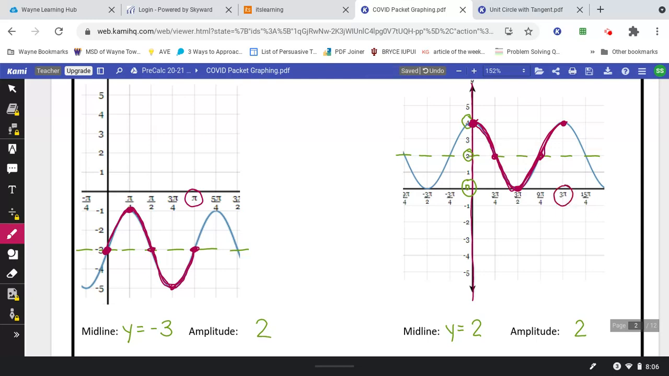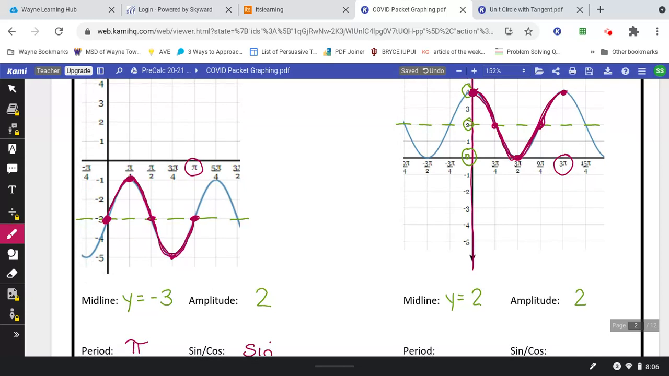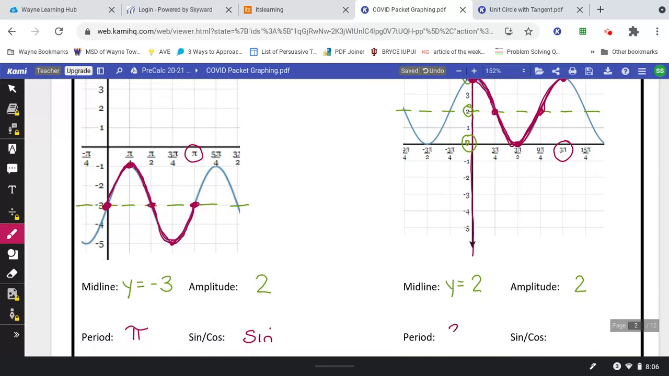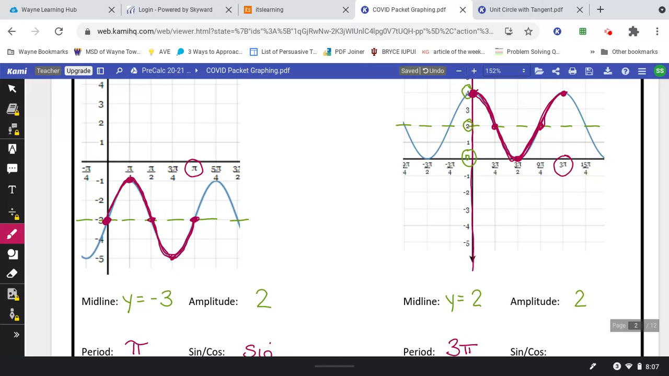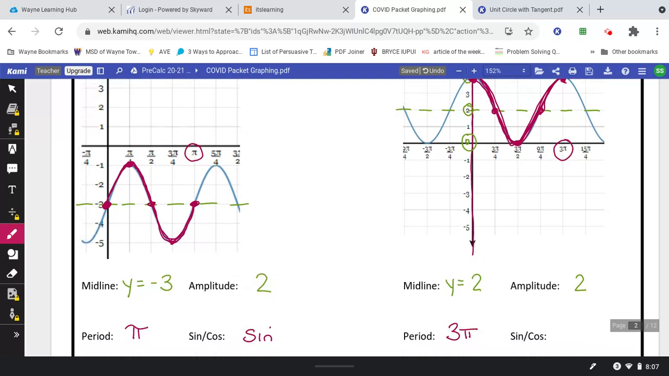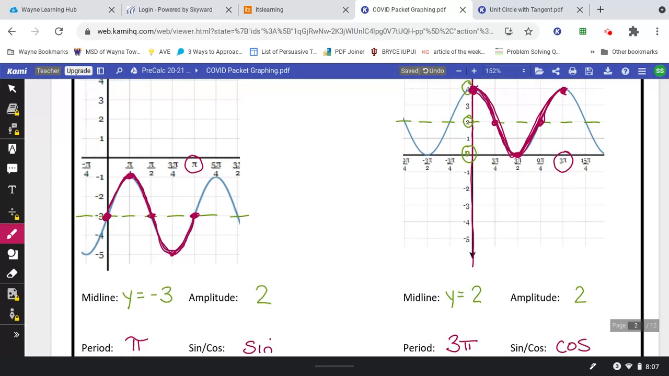And notice where it stops. It stops at 3 pi and then starts repeating itself. So the period is 3 pi. And we just have to identify whether this is a sine or cosine graph. Notice the shape of it, going from the top of the wave to the top of the wave. That would be a cosine graph. Cosine graphs start at the top. Sine graphs start on the midline.